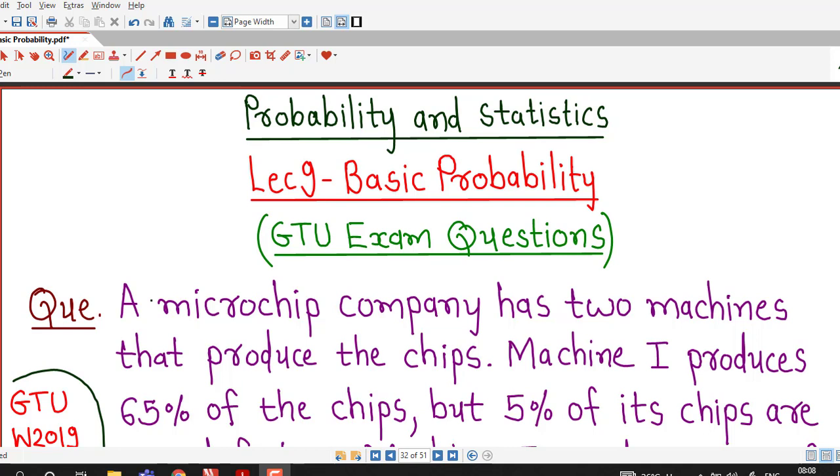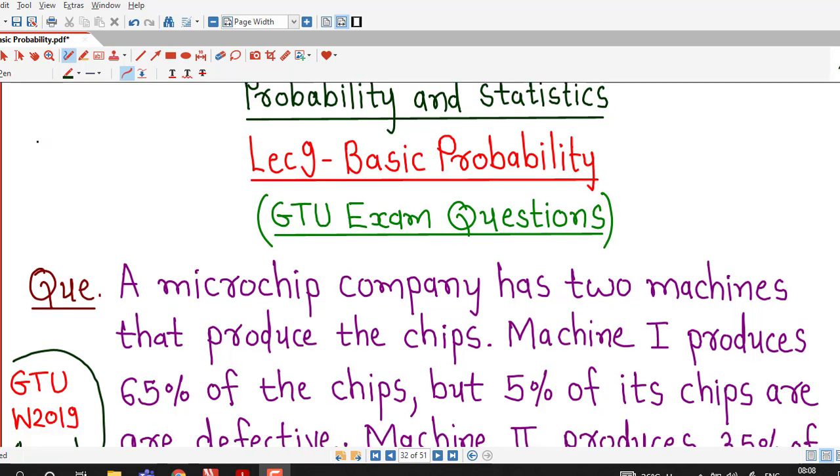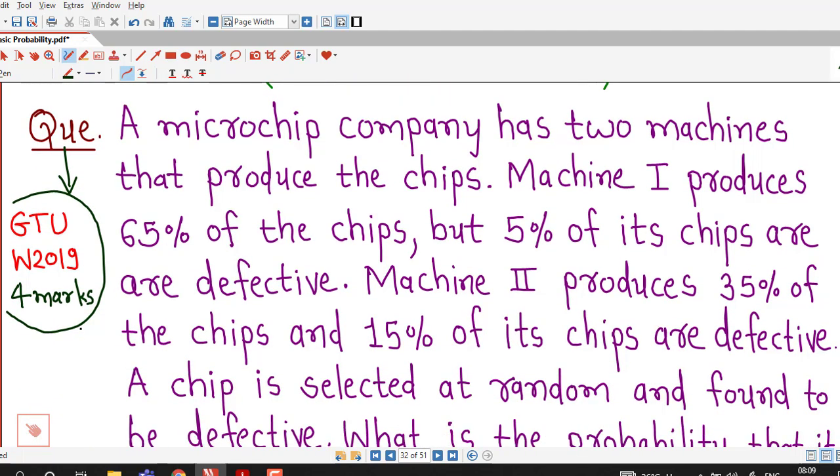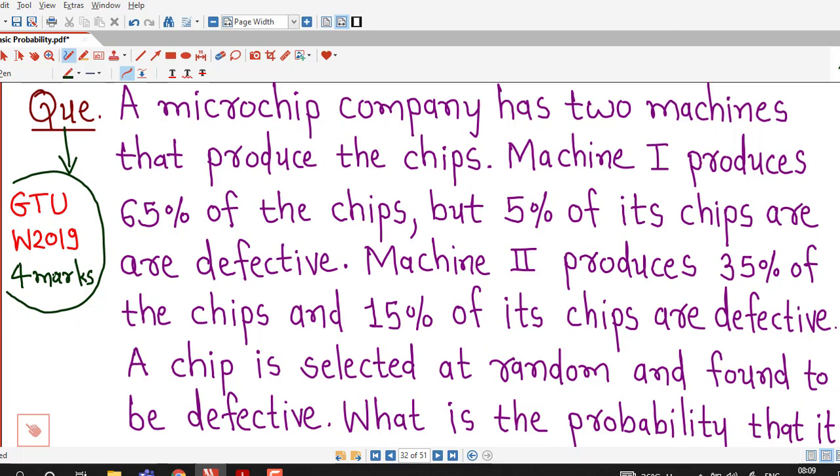In this lecture we are going to discuss one more problem on Bayes theorem. We have discussed one problem on Bayes theorem in lecture number 8, where we discussed the formula for Bayes theorem. Using that formula we are going to discuss another question on Bayes theorem. This question was asked in the GTU Winter 2019 examination.